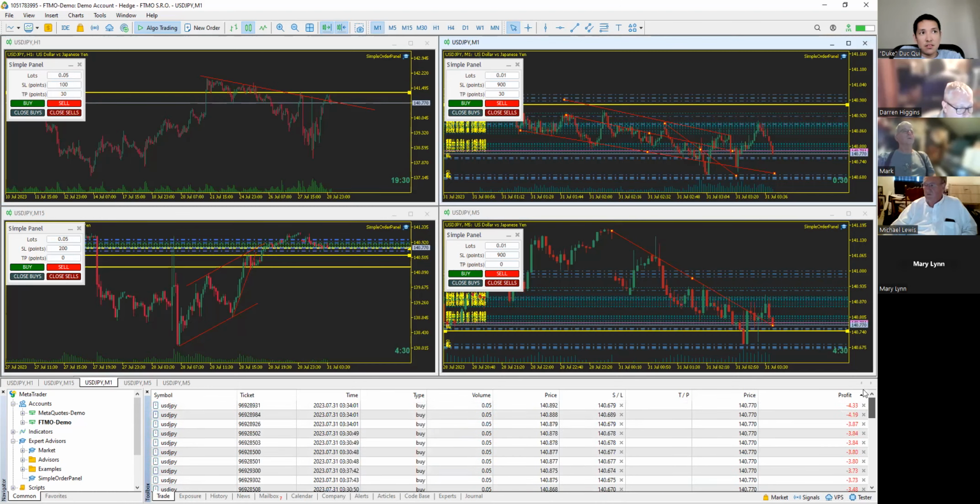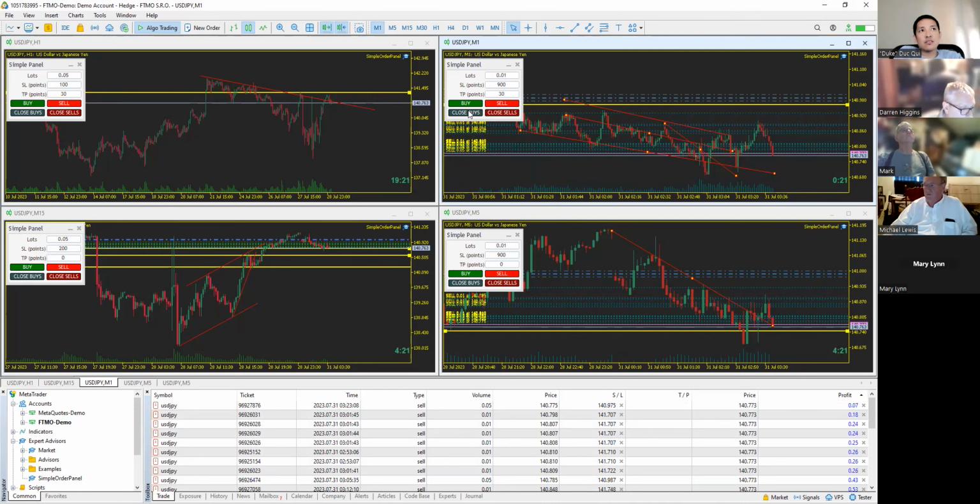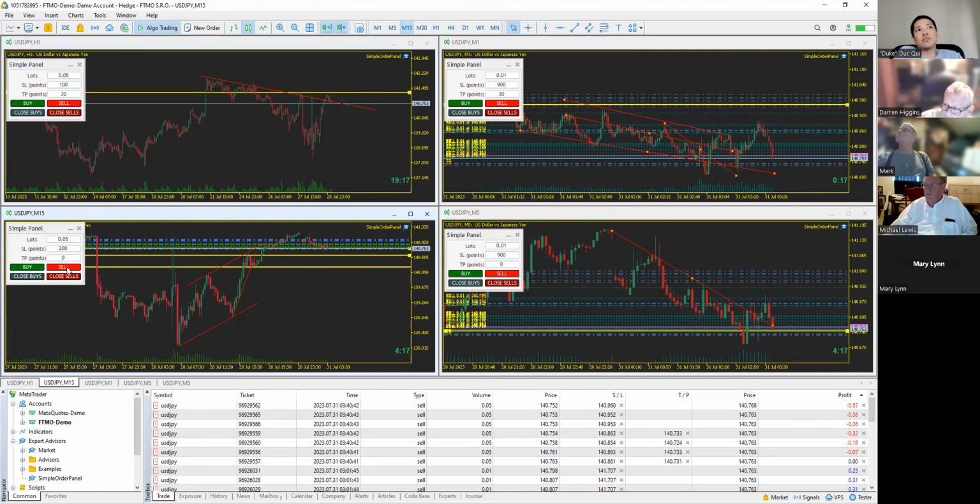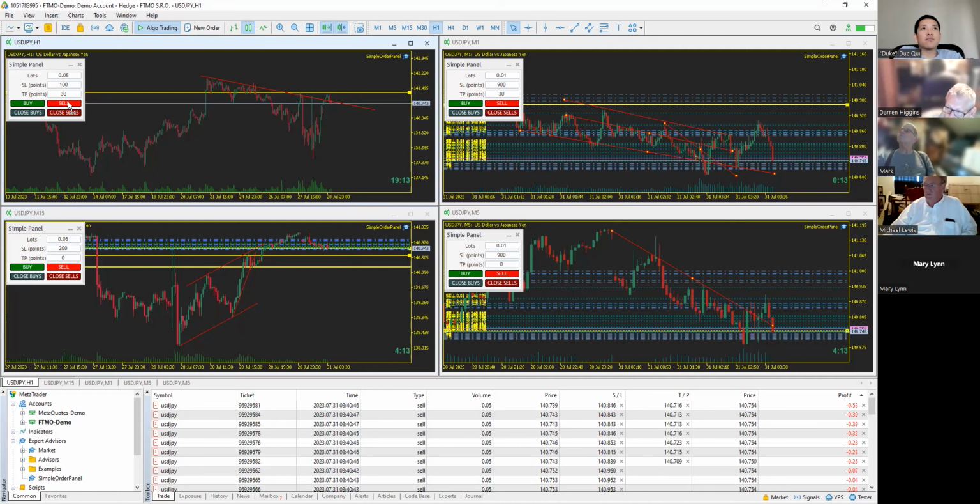When you say bigger one, you mean the lot size? Which means I'm going to close my buys. My buys are lost. And now I flip to my sells. 1, 2, 3, 4, 5, 6. 1, 2, 3, 4, 5, 6, 7, 8, 9, 10. I added like 20 sells right there.